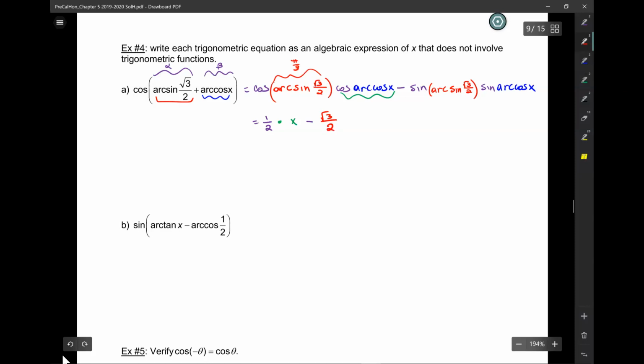The only one that we actually have to do some work for is this one. What do we do? We draw a triangle. I have an angle, the cosine of which is x, x over 1. What's that missing side? If we call that a, x squared plus a squared equals 1, so a is root of 1 minus x squared. So the sine of that angle is root of 1 minus x squared over 1.